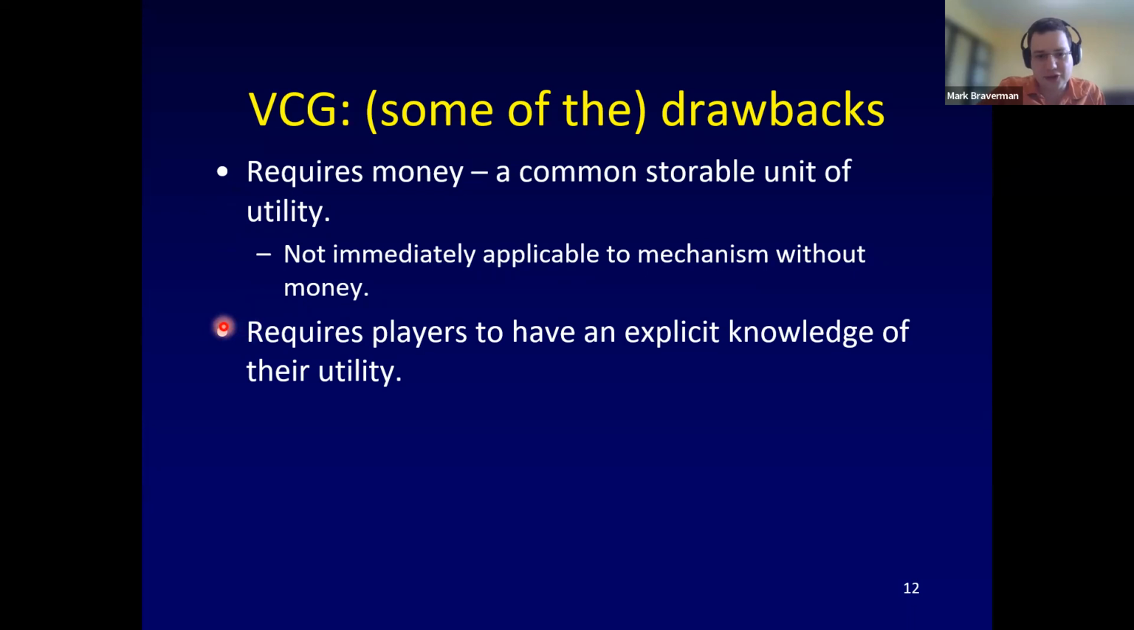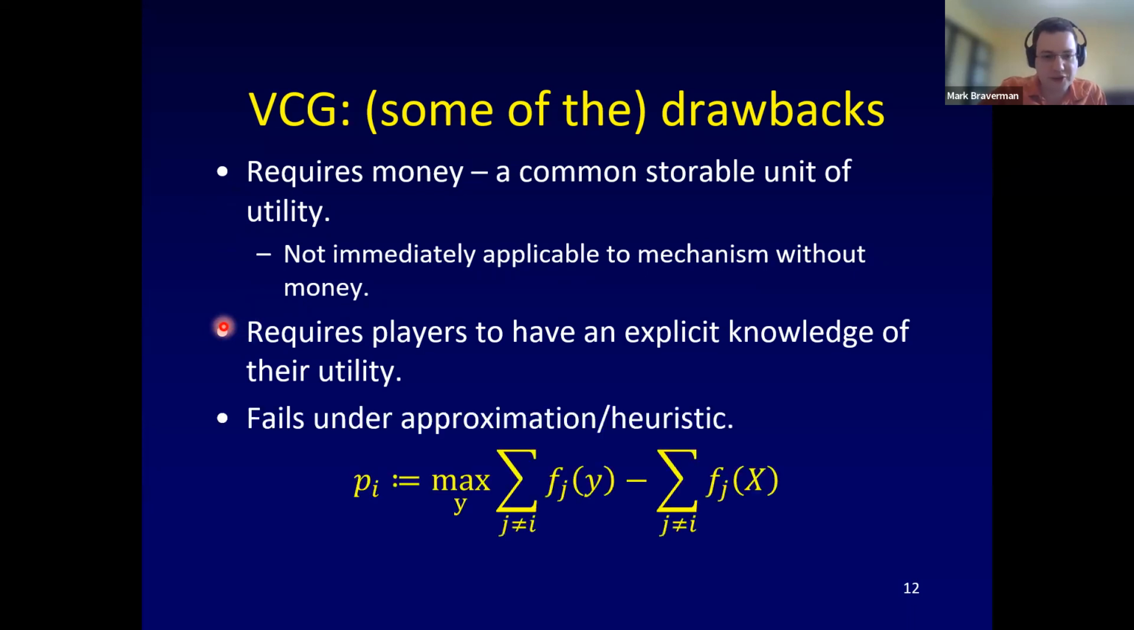So it requires explicit knowledge of utility. Maybe that's not such a huge drawback. It's not just that it requires money, it's actually also not budget neutral. It has other issues, but the most important drawback for applying it in heuristic settings is that it completely fails under approximation algorithms, especially if you have many players.